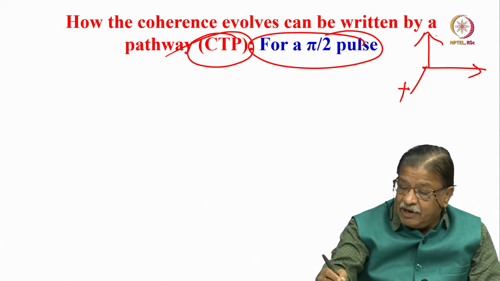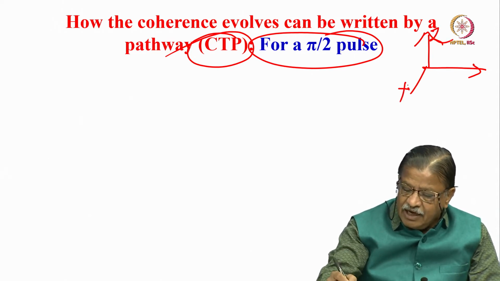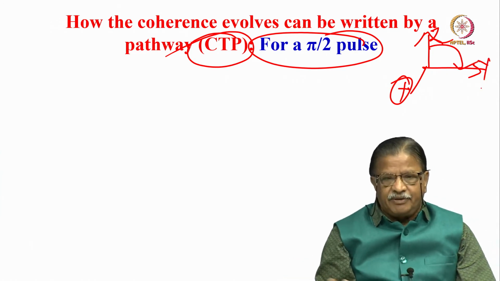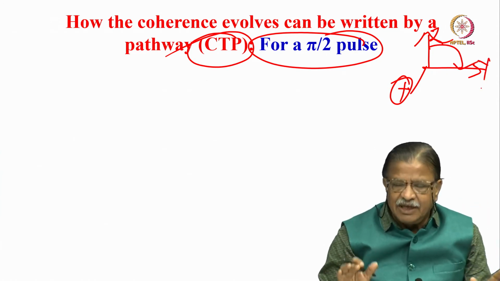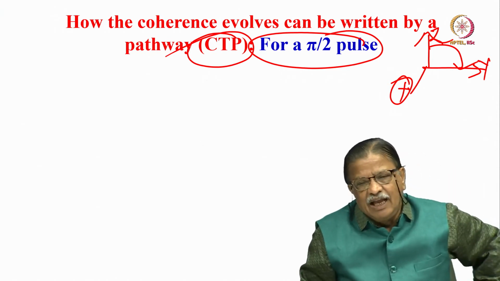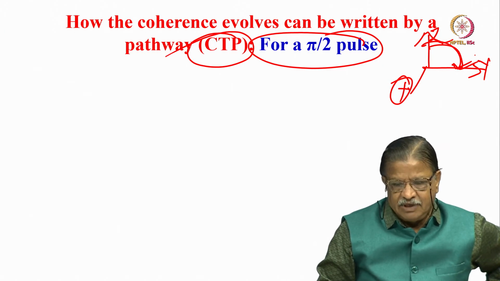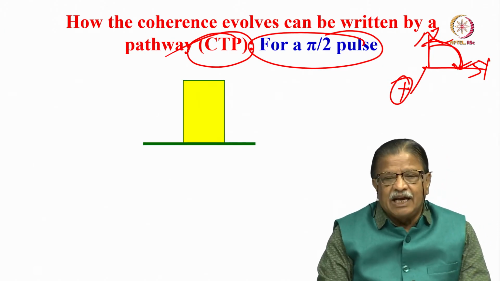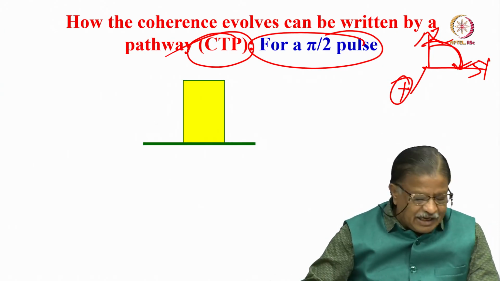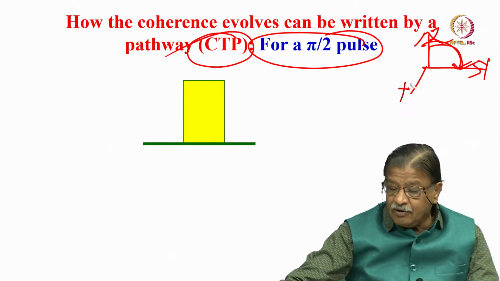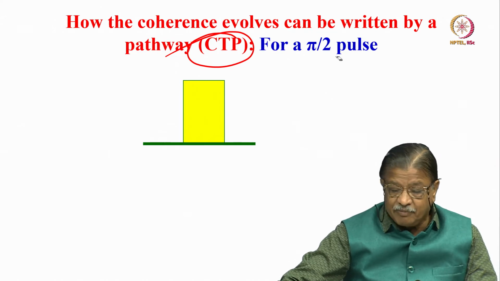If I apply a pulse to magnetization along the z axis, you apply an x pulse here and bring the magnetization to the y axis. That is what you are doing. For a pi/2 pulse, simply it will bring the equilibrium magnetization from z to the transverse plane. That is all it does. Now, let us write a diagram for that. How do we write a diagram? It is very important to know how you write a diagram for this coherence transfer pathway.